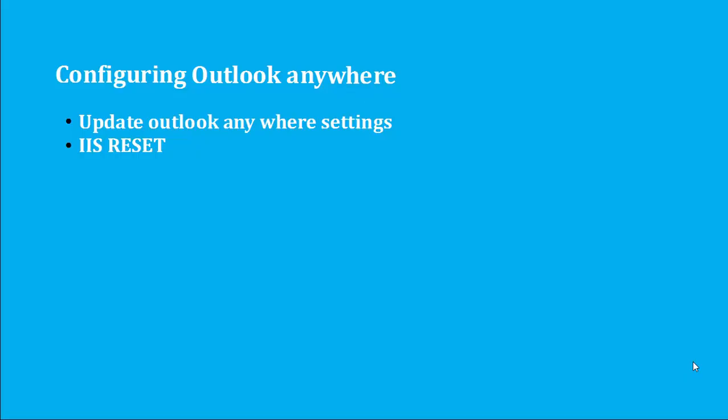Outlook Anywhere is the protocol that Outlook clients use by default to communicate with Exchange 2016, which replaced MAPI RPC within LAN in Exchange 2010. So it is important to correct it even if you are not publishing Outlook Anywhere.